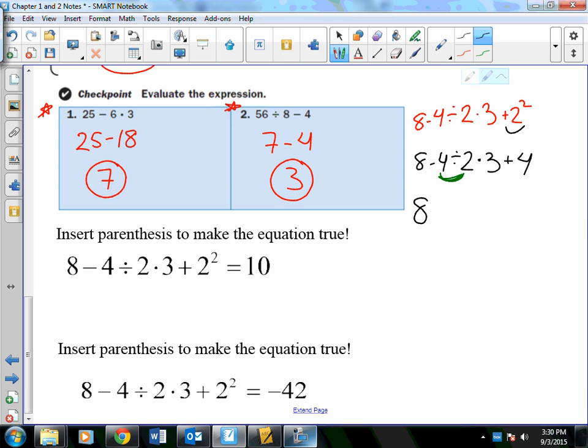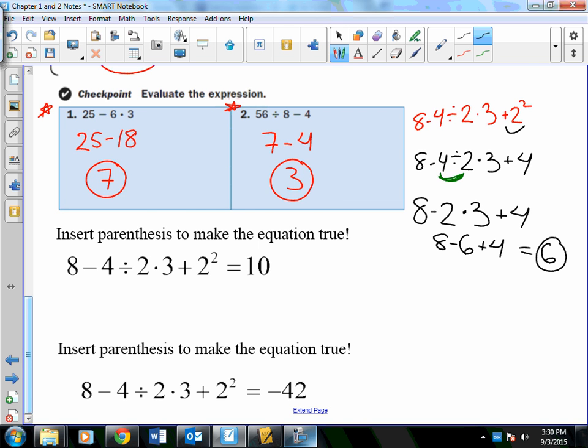So I end up with 8 minus 2 times 3 plus 4. Now I do my multiplication, which is 8 minus 6 plus 4. 8 minus 6 is 2, plus 4 equals 6. If I don't put any parentheses in there, I just get 6.